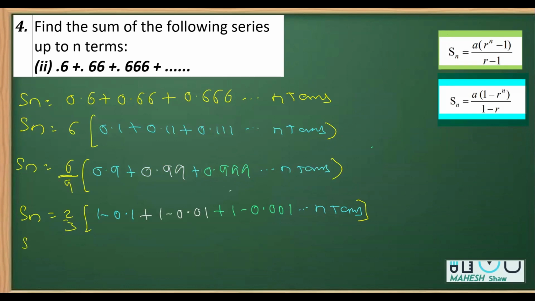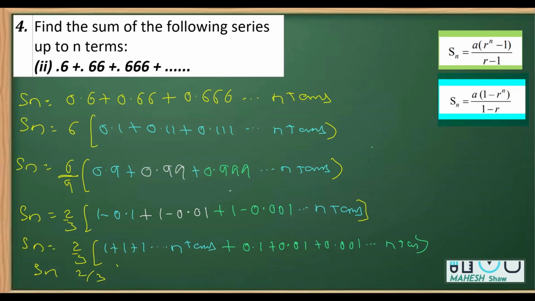Okay, so this is Sn is equal to 2 over 3. Check here, we have this 1 here, right? This 1 is being added n number of times. So I can see this is 1 plus 1 plus 1 up to n terms. And then we have plus 0.1 plus 0.01 plus 0.001, and that goes up to n terms. Now if I try accommodating one more step here, this is 2 over 3 bracket, 1 being added n number of times will give you n only. And then we have plus, as I can see that this part is a GP.